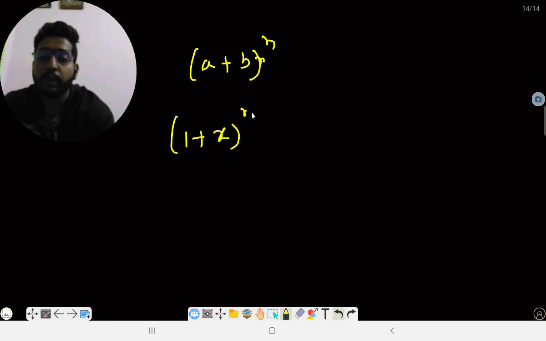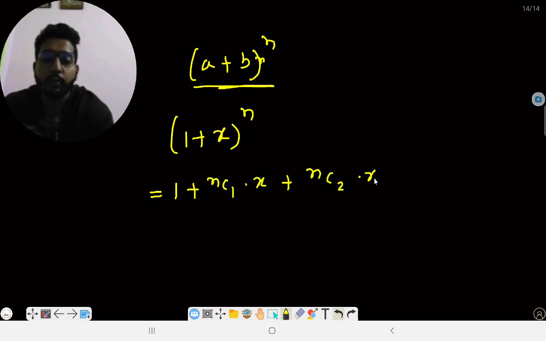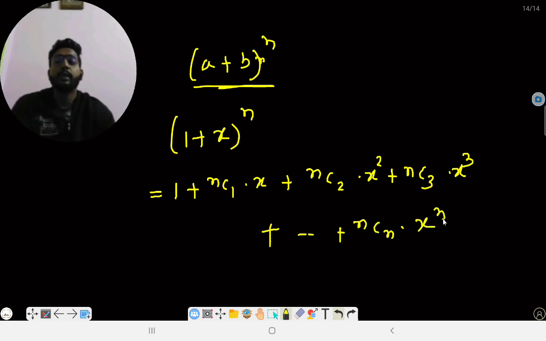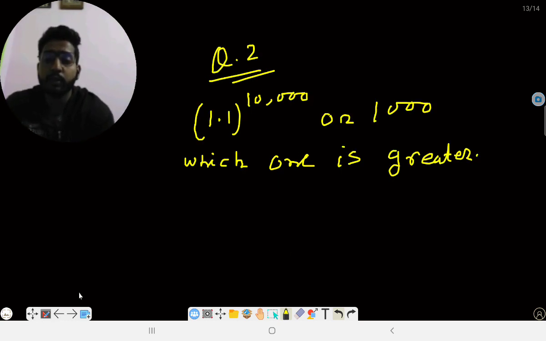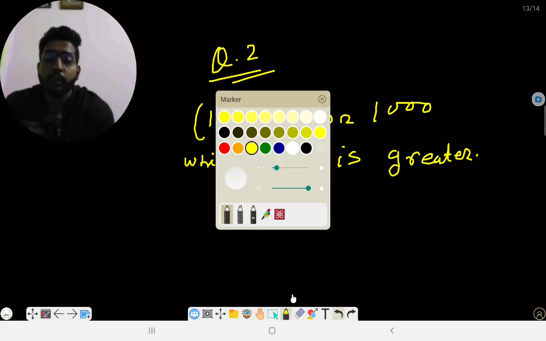So this is very easy. 1 plus x whole to the power n will be 1 plus nC1 into x plus nC2 into x square plus nC3 into x cube and so on, up to nCn into x to the power n. So this is the expansion of 1 plus x whole to the power n. So here also we have to use that one only.